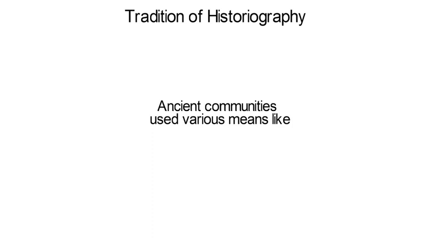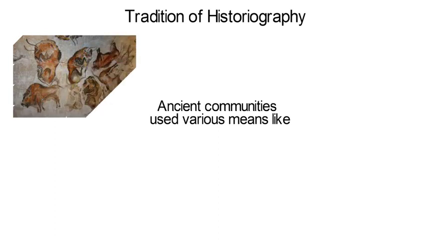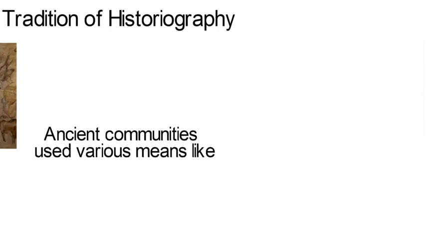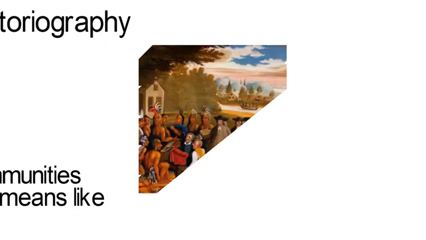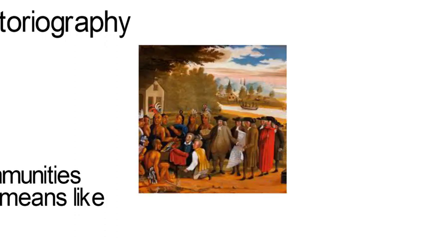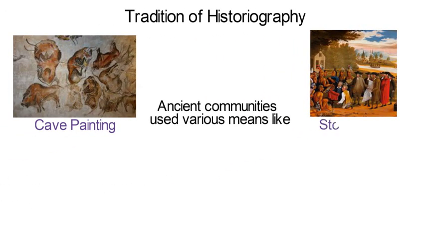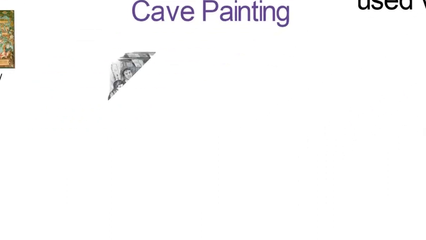So, previously, many ancient communities all over the world used various methods such as cave paintings. In cave paintings, they used to draw about the historical events and tell the future generations how they used to live. Another method is storytelling, in which orally many people passed on many great stories about many great historical events. So, in this way, people used to tell stories about the past events.